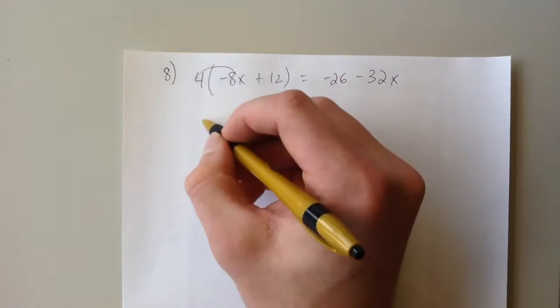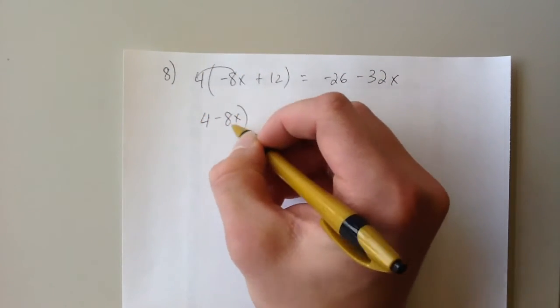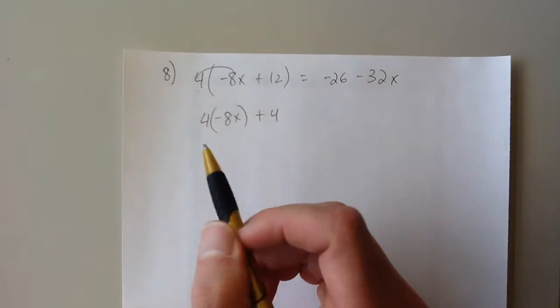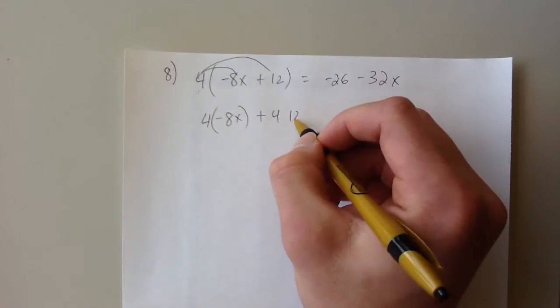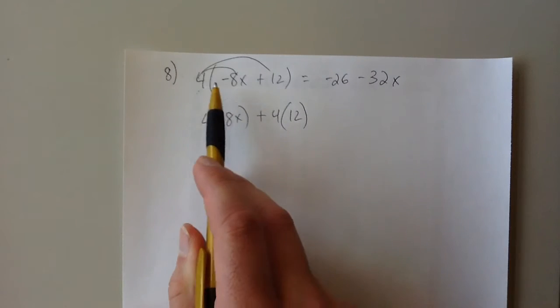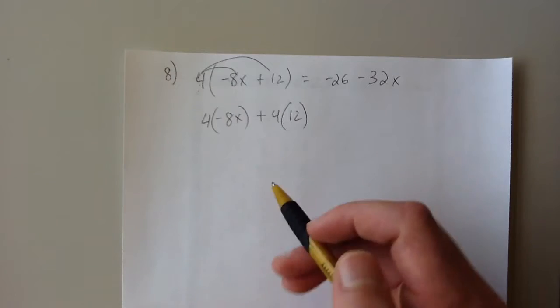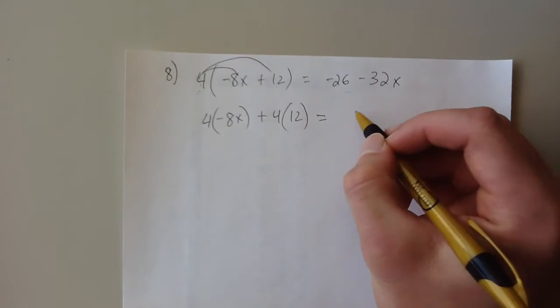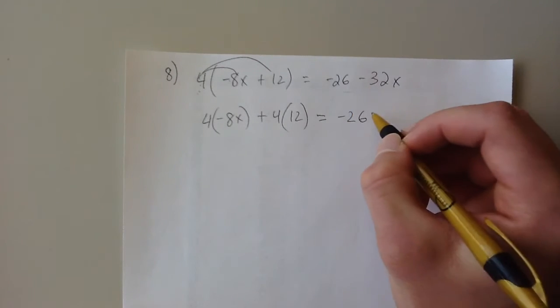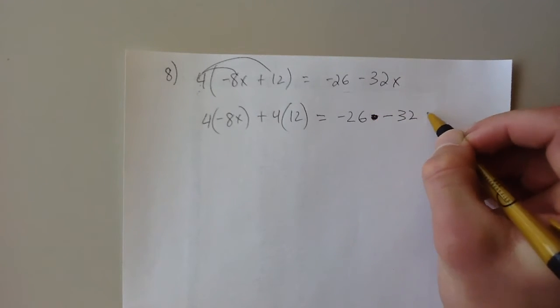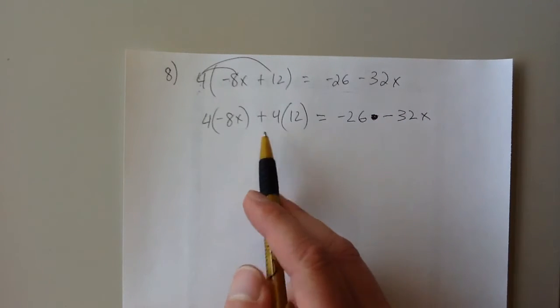So I have 4 times negative 8x plus 4, since this is a positive 4 that I am distributing, plus 4 times 12. So notice how I'm showing the rainbow. I'm multiplying 4 times both these terms inside the parentheses. That's my left side. My right side I keep the same for now. Negative 26, so this is minus negative 26 minus 32x.